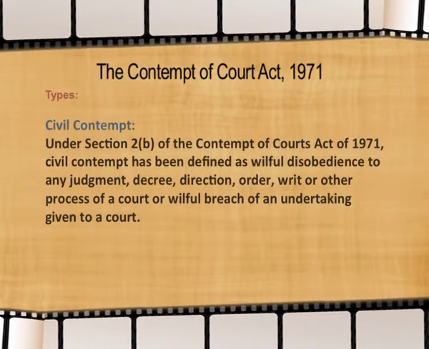According to the Indian law of contempt of court, there are two types of contempt: civil contempt and criminal contempt. Under Section 2B of the Contempt of Courts Act of 1971, civil contempt has been defined as willful disobedience to any judgment, decree, direction, or order, or writ, or other process of a court, or willful breach of an undertaking given to a court.